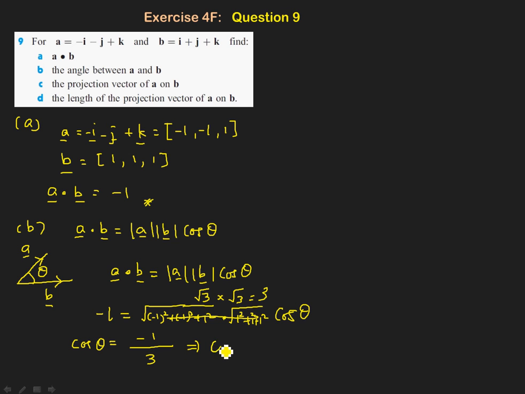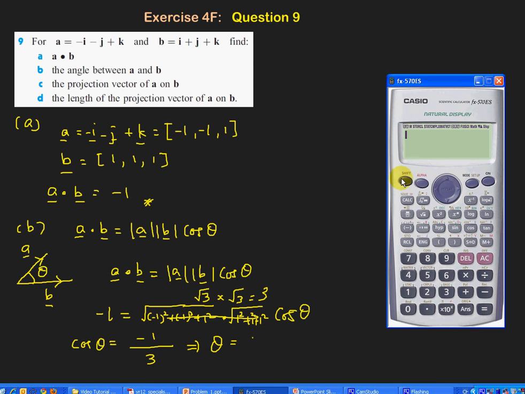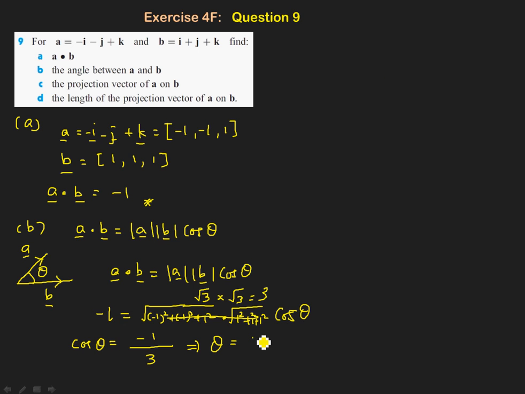And so theta is clearly, well, we can use a calculator to help us. Okay, inverse cosine of -1 over 3. So roughly 109.47 degrees. I think we'll keep it as such. We will take the one without the negative.